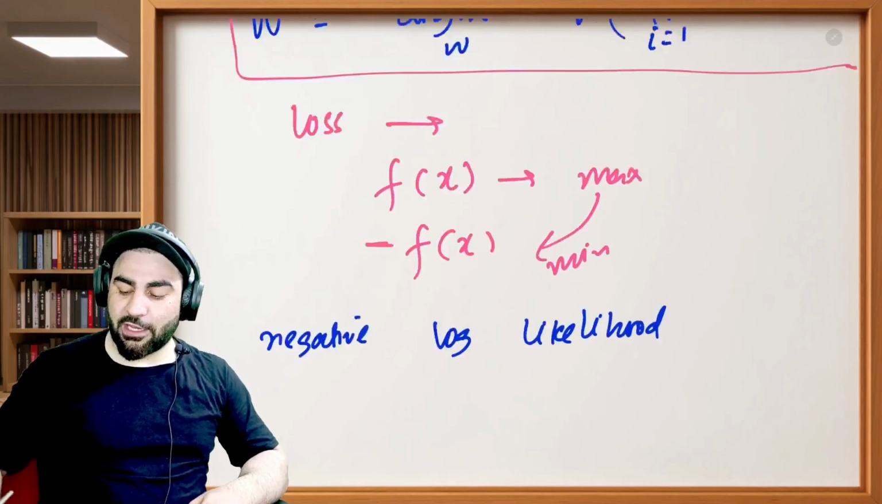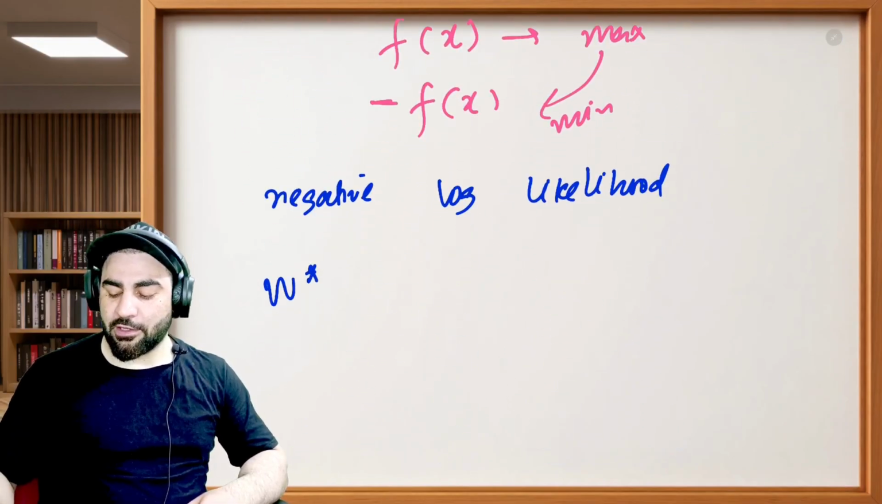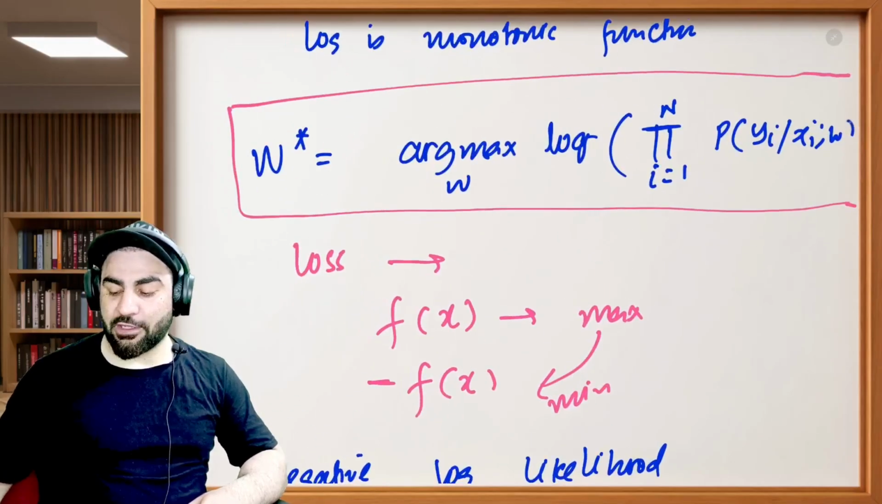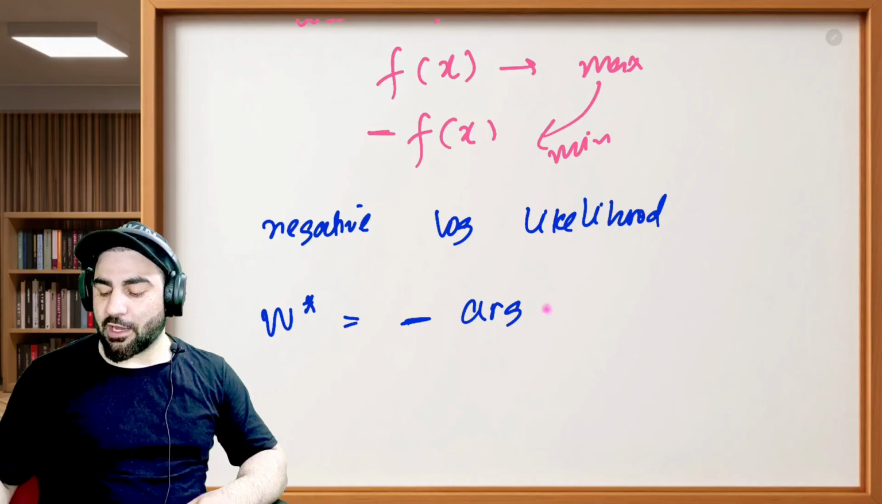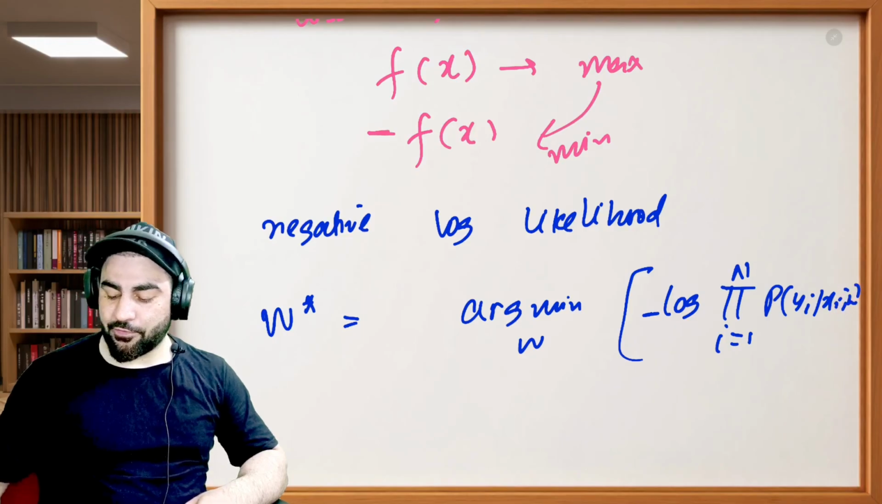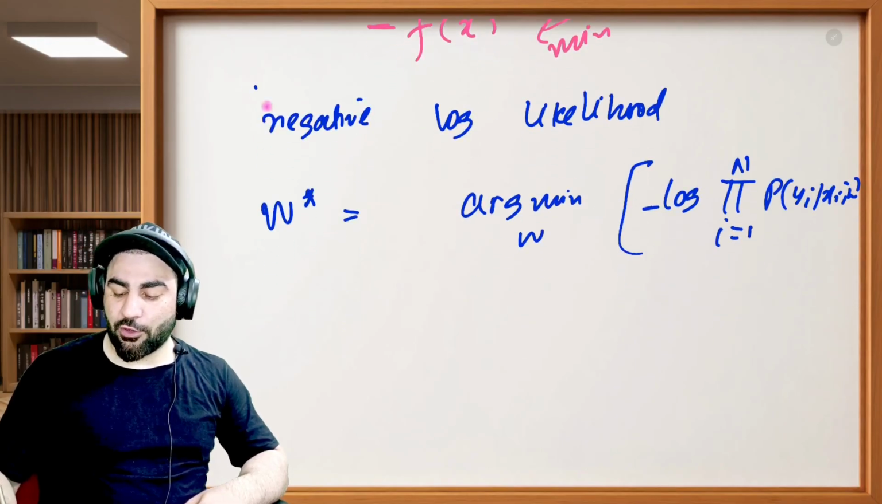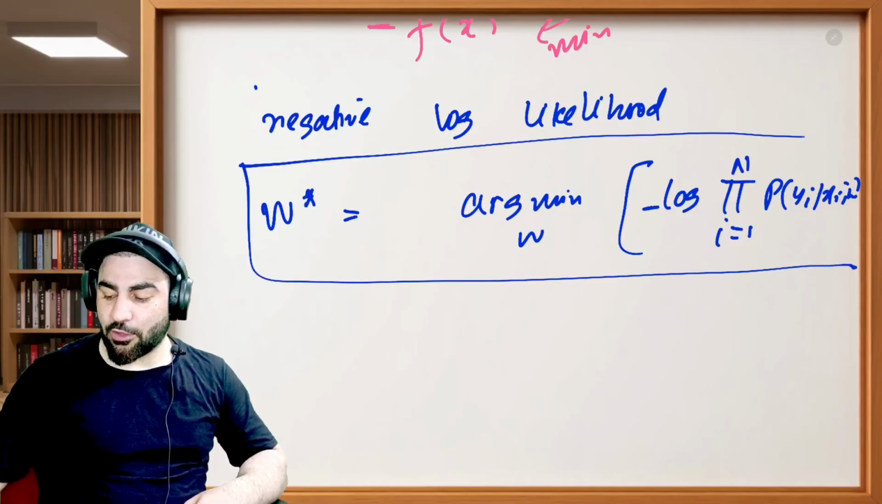And this thing over here, if I apply a negation sign on this, if I now convert this to the optimal W star, I want to find the argmin of this. So argmin over W of minus log of the product for i equal to 1 to n of probability of yi given xi and w. This over here is called negative log likelihood. The function that I wrote over here is called negative log likelihood.